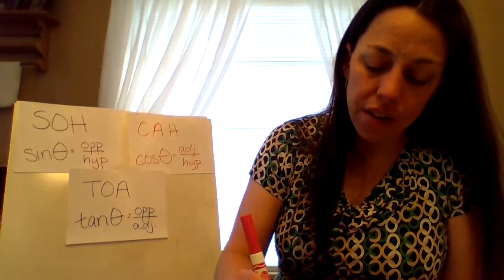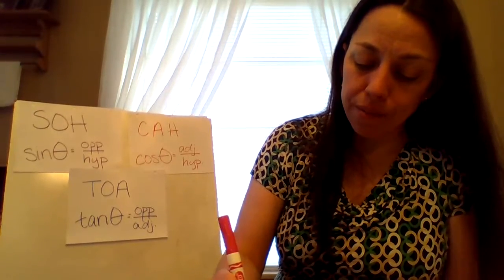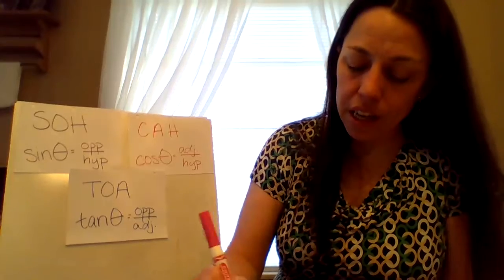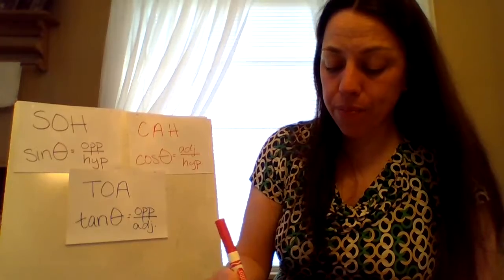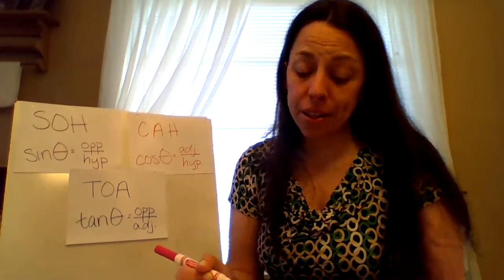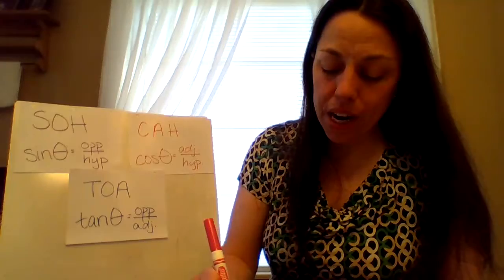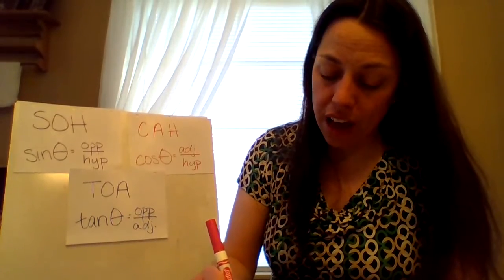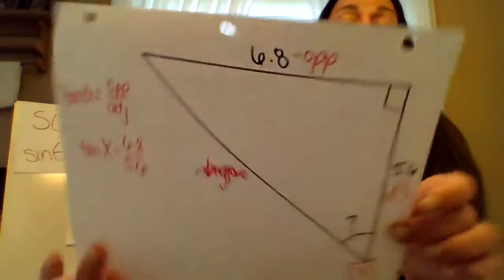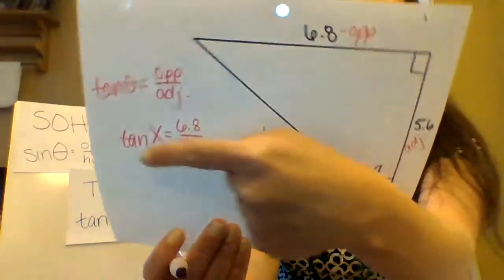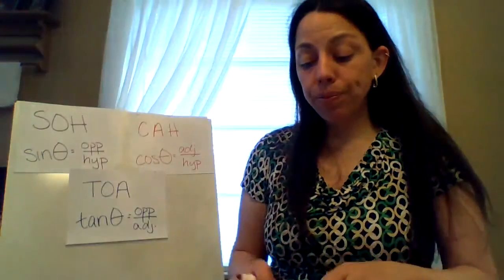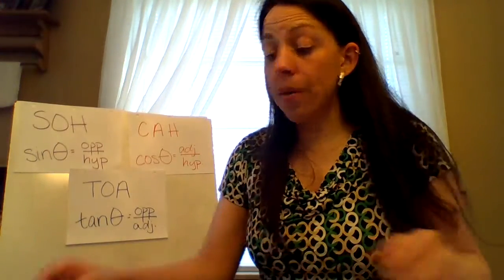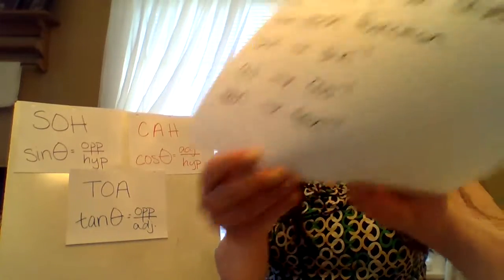So I'm going to write tangent of theta equals opposite over adjacent. And so I'm going to write tangent of my angle. But do I know my angle this time? So I'm going to write tangent of x equals opposite, which is 6.8, over adjacent, which is 5.6. Would you agree with that? Opposite 6.8, adjacent 5.6. Tangent of x equals 6.8 over 5.6. And how do we get rid of the tangent? Oh yeah, be careful. Since we're using tangent, guess what we have to pick?